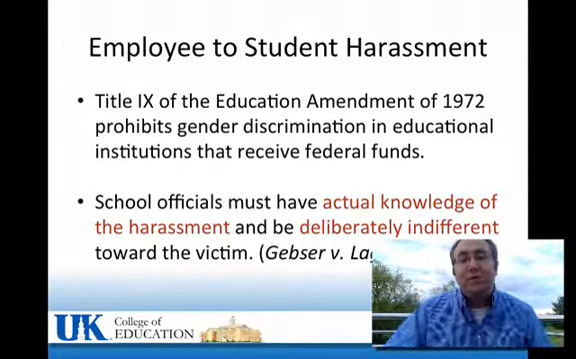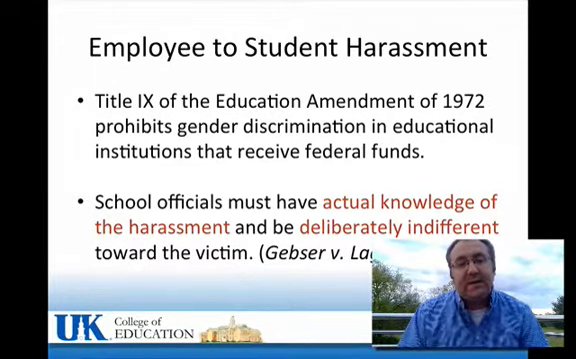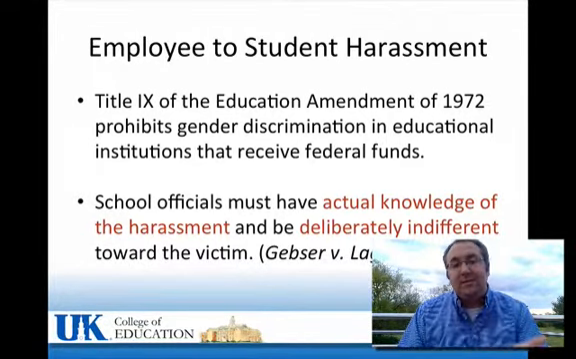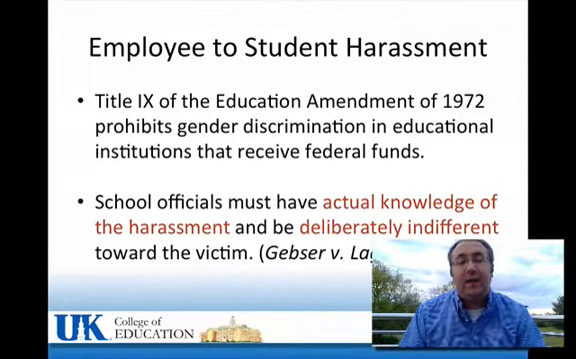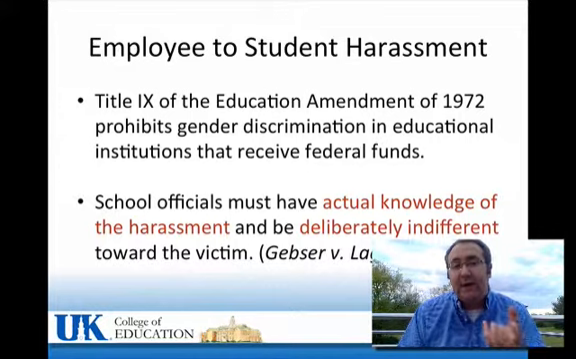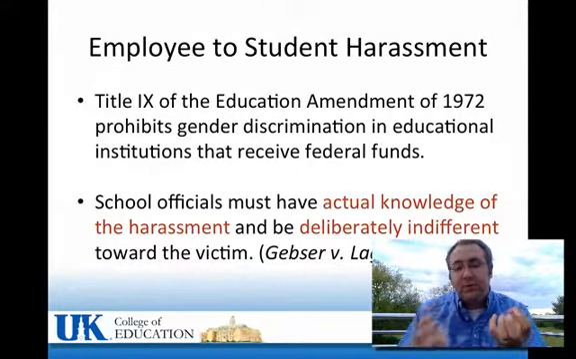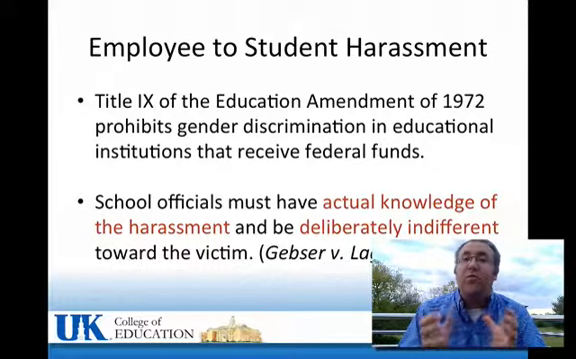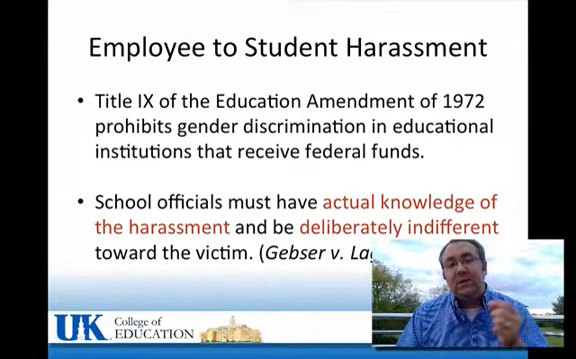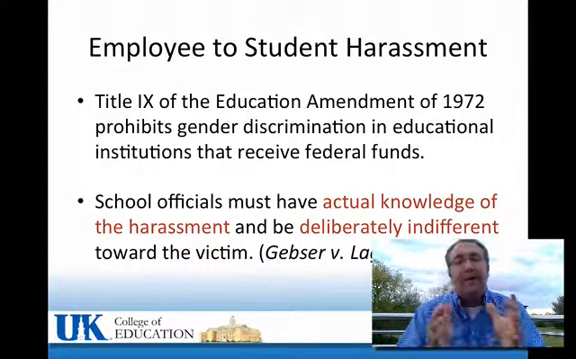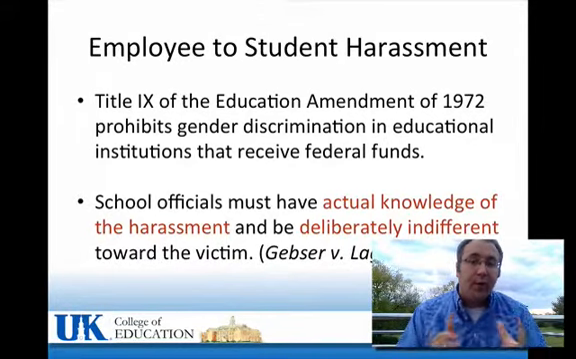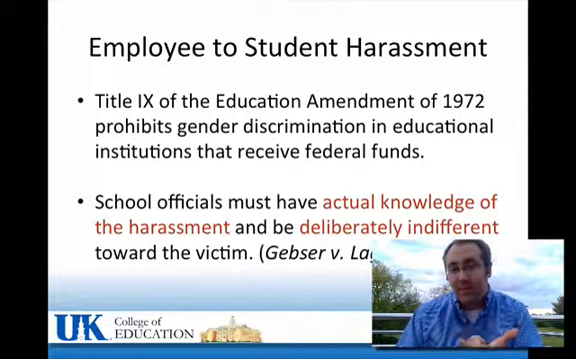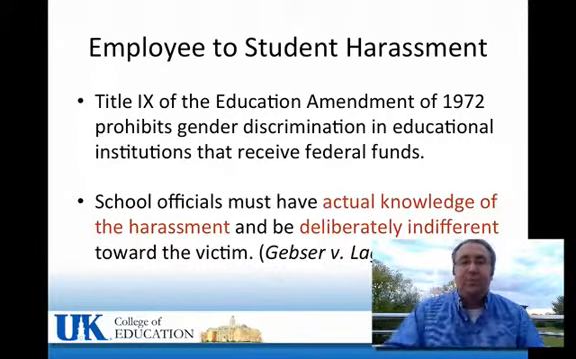Let's talk then about employee-to-student harassment. This is sort of the worst-case scenario, where you have a teacher who is specifically harassing or abusing kids. This kind of stuff is definitely prohibited under Title IX. If school officials have actual knowledge of this harassment from an employee to a student and they don't do anything about it, the school itself can be liable. Of course, the employee who does the harassing is personally liable for that harassment, but even the school can be liable for harassment if they knew about it and didn't do anything about it. Okay, that is employee to student.